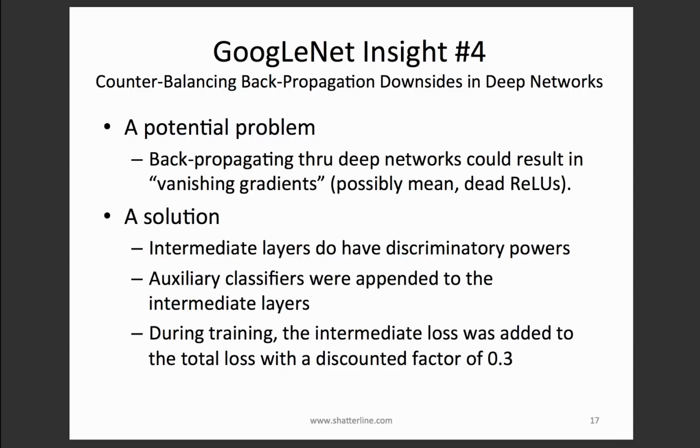To combat this phenomenon, the designers used the intuition that the intermediate layers do have discriminatory powers since they already have higher representations of the image. So, why not tap into these intermediate representations and use them for the backpropagation of errors? To do this, they append auxiliary classifiers to the intermediate layers. During training, the intermediate losses were added to the total loss with a discount factor of 0.3. The details of the network are shown in the next slide.